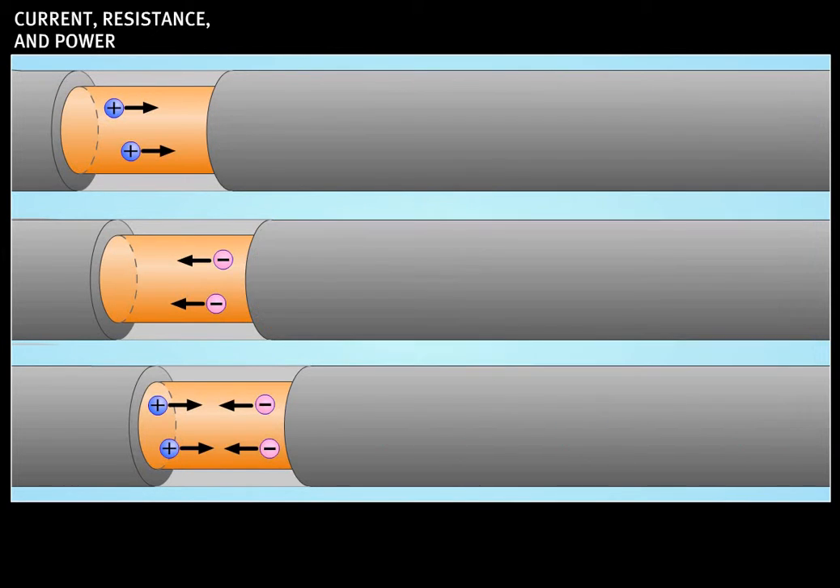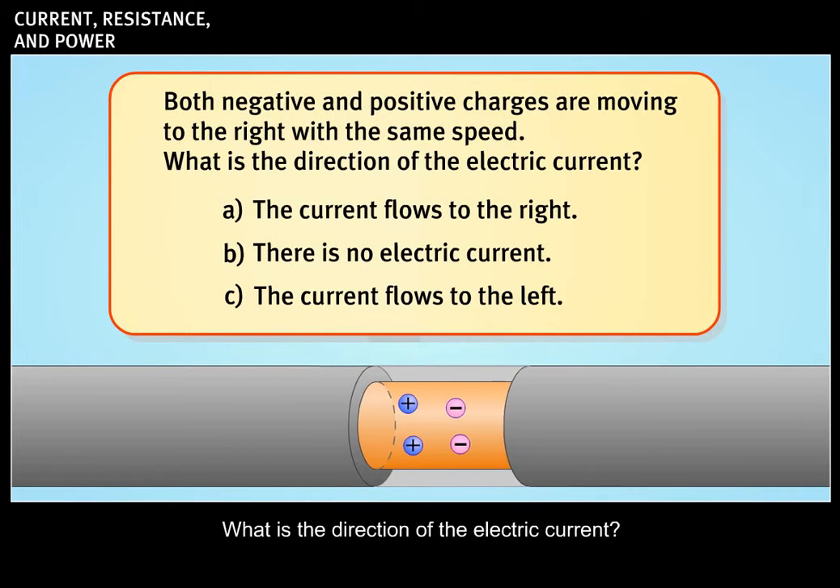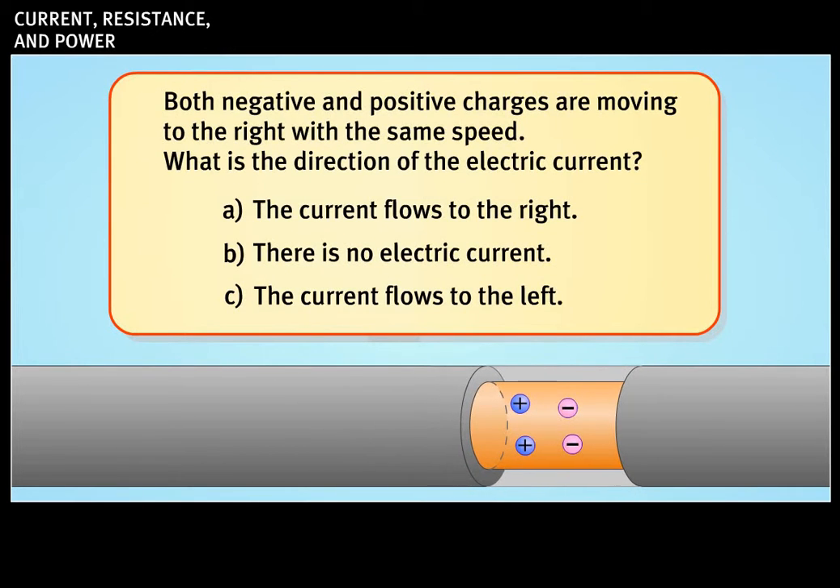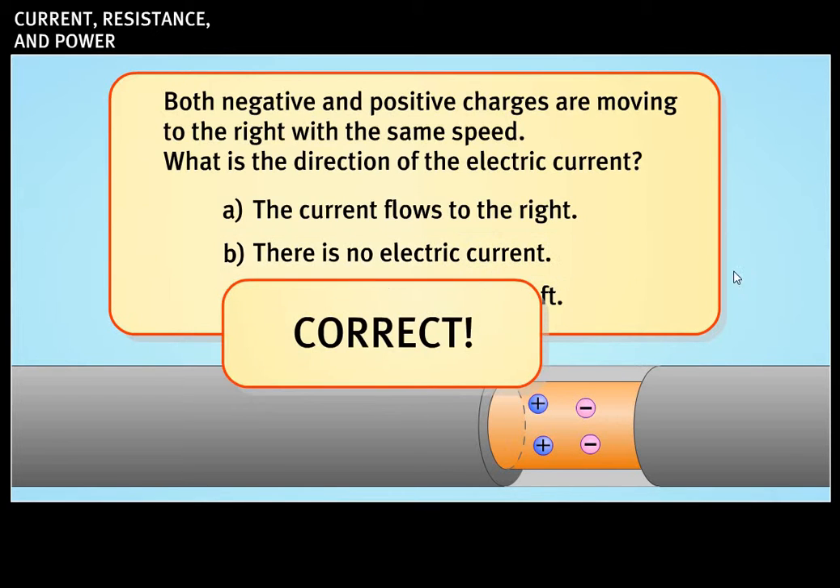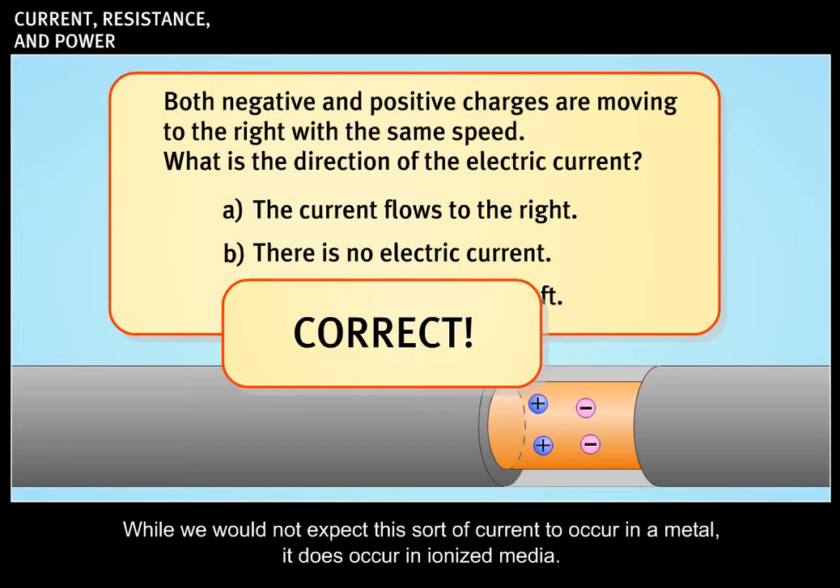Correct. Now the whole conductor is moving. What is the direction of the electric current? Correct. Oppositely charged particles are moving in opposite directions, and both movements contribute to the total current. While we would not expect this sort of current to occur in a metal, it does occur in ionized media.